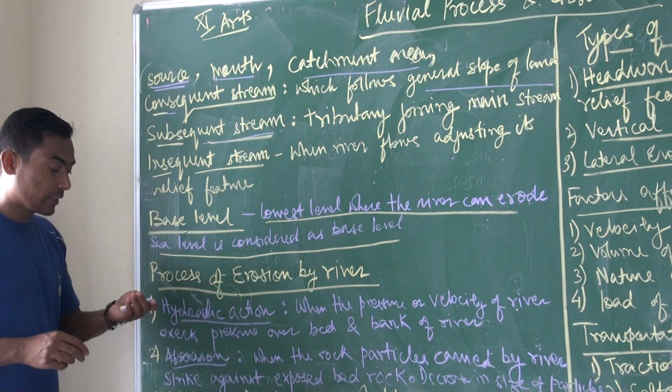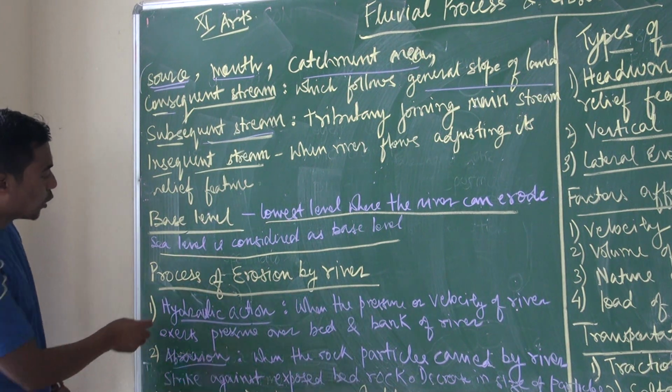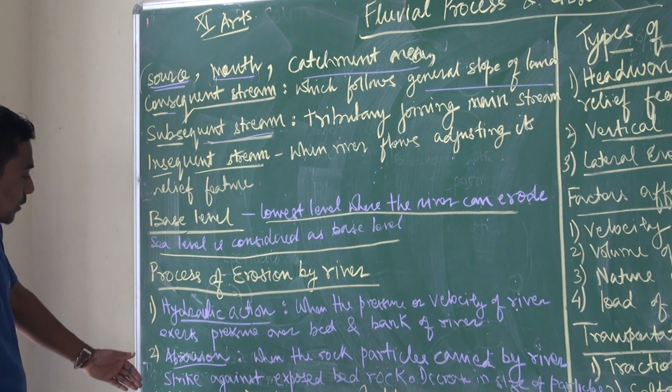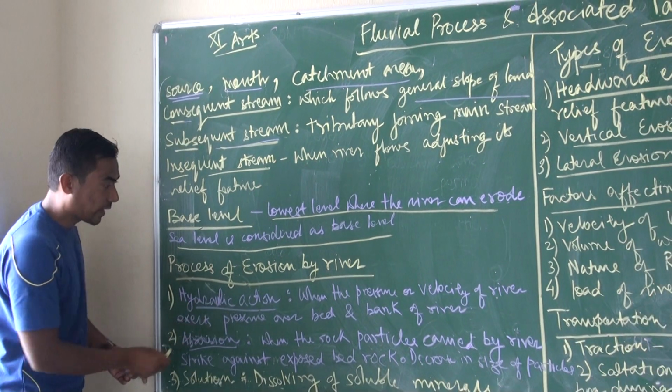Now let us continue with this chapter. First, process of erosion by river. Whenever erosion is done by the river, it is done by three different processes. The first is hydraulic action.